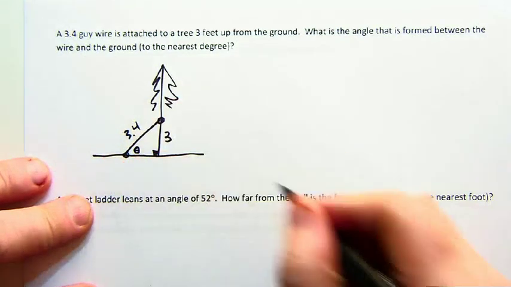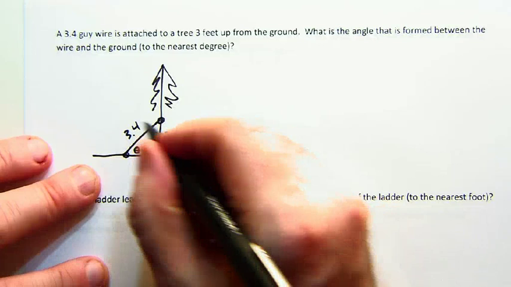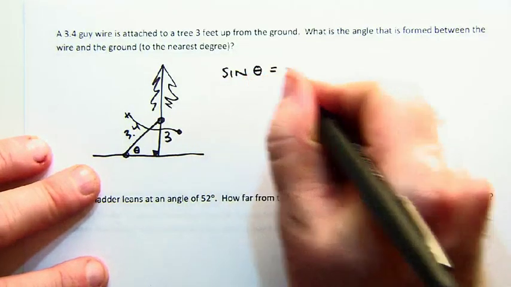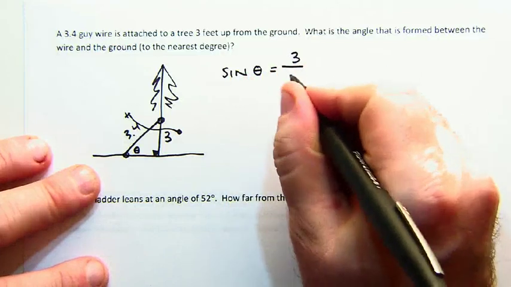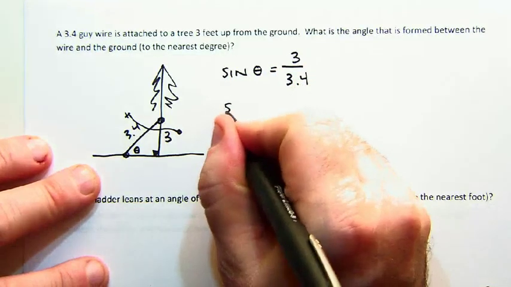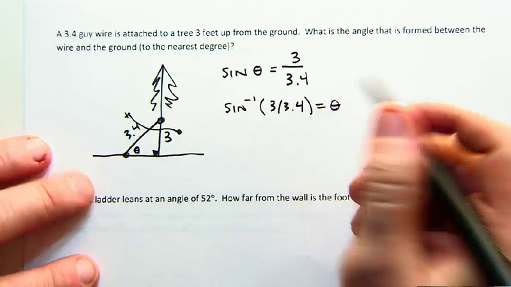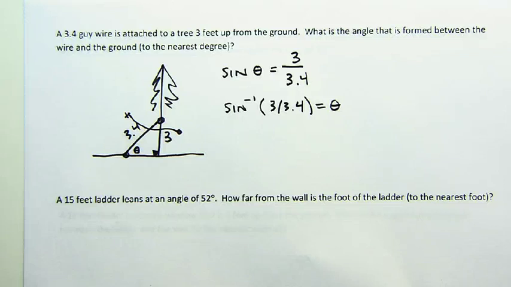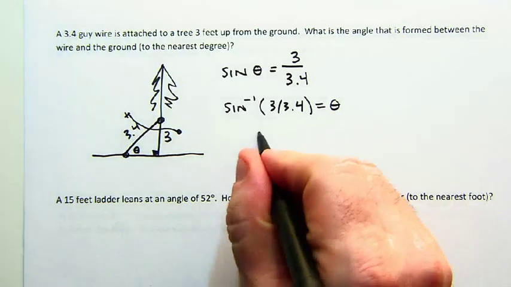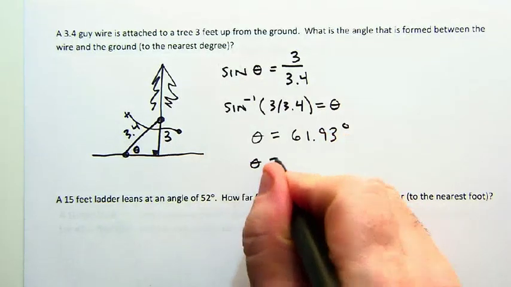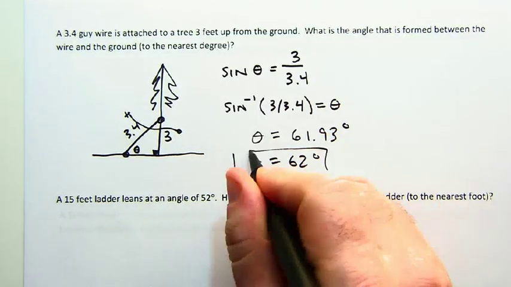That's down here. So we set this up. This is our opposite side. This is our hypotenuse. This is the sine ratio. The sine of the angle is equal to opposite over hypotenuse. And then again, when I'm finding the angle, I always use the inverse function. I'll quickly do this calculation on my calculator. So second sine, 3 divided by 3.4. And I get 61.93. This says to round it to the nearest degree, so we're going to do that, 62 degrees.